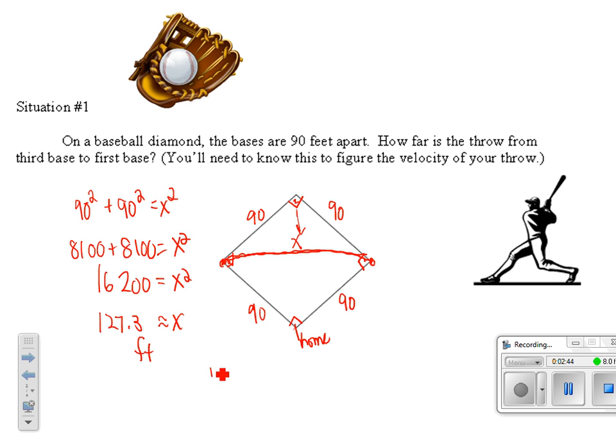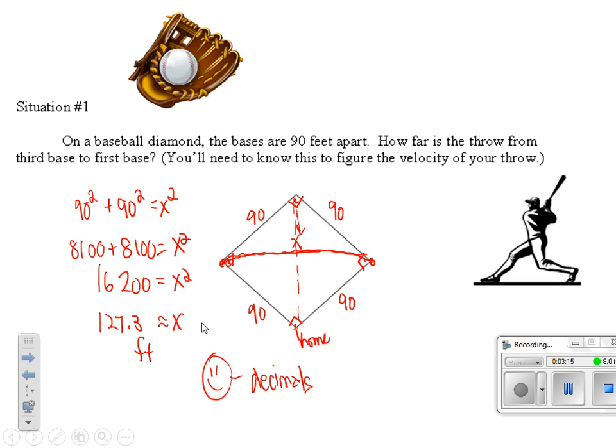The great thing about applications, we can all be happy about this, is decimals are okay. We don't have to simplify our radicals when we're talking about applications. So it's 127.3 feet. Now, if I wanted to figure out the distance from second base to home base, I'm hoping that you know we would not have to do the calculation again, as we have two 90 feet distances here, and we would be finding our hypotenuse again. So it would be the same feet.